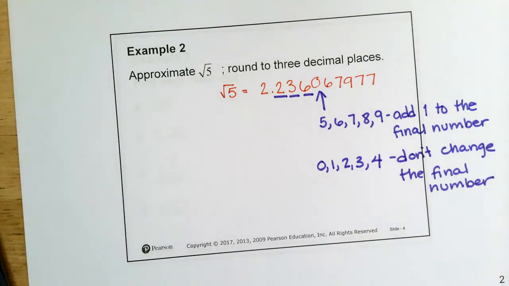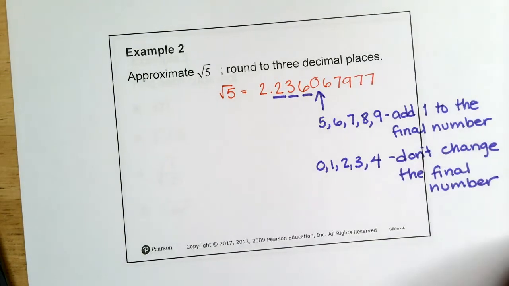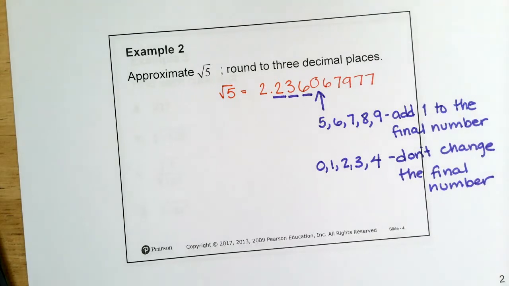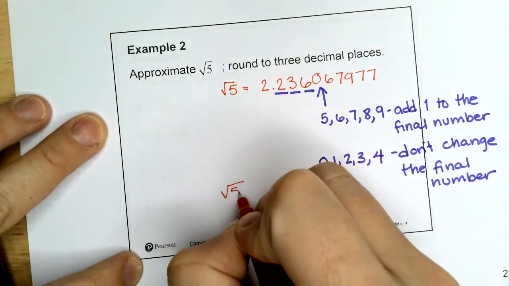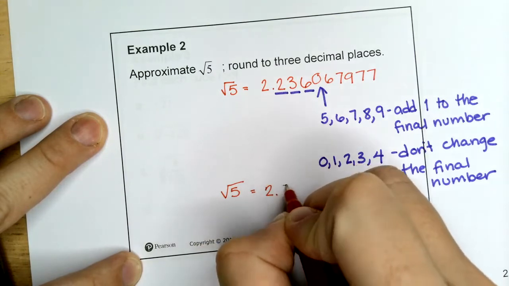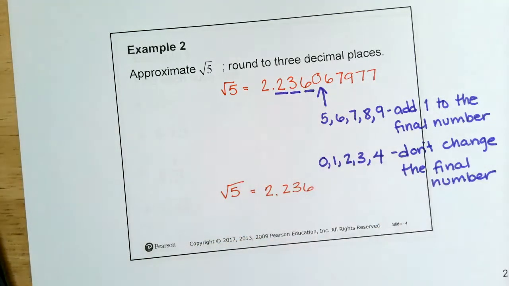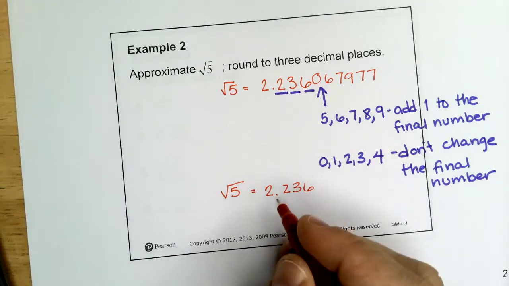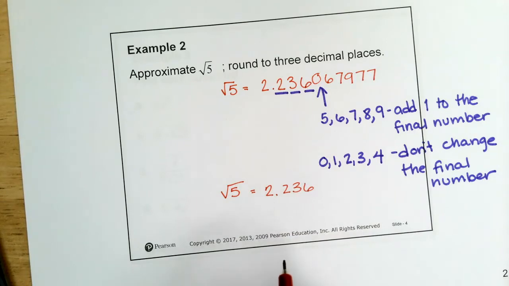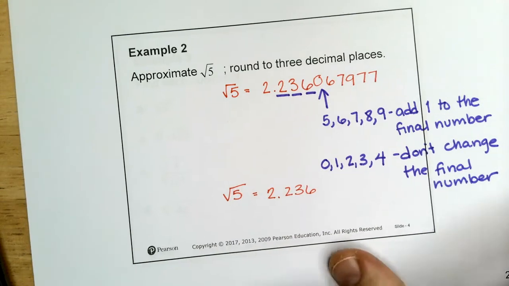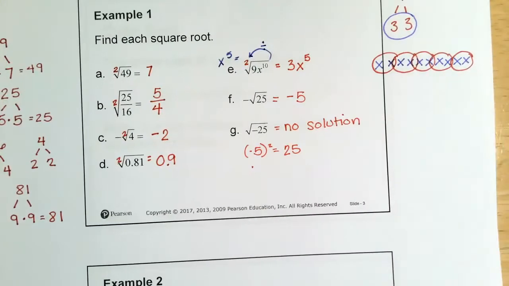Don't change it. Leave a 6 as a 6. Oh, sorry. So the square root of 5 to 3 decimal places is 2.236. 3 decimal places means 3 place values after the decimal. Tenths, hundredths, thousandths.